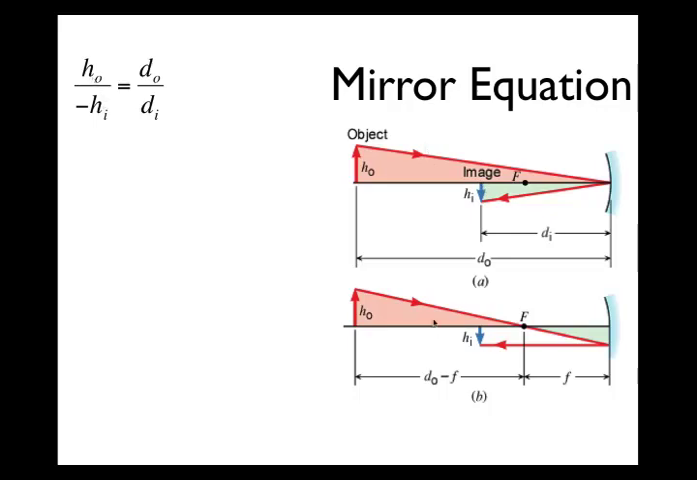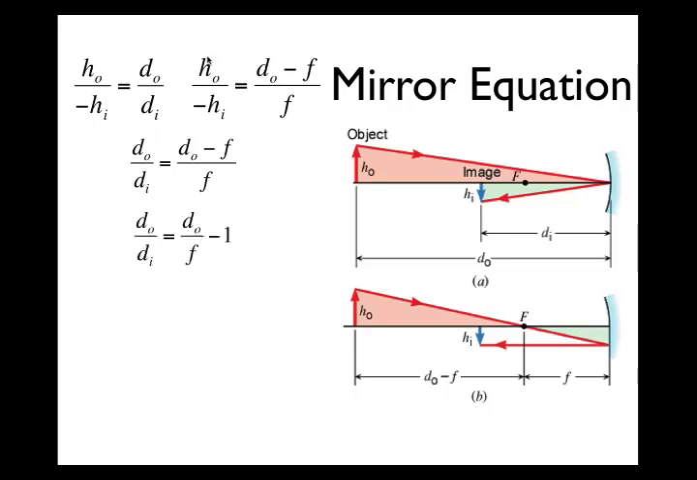From diagram B, we can say that the same ratio of object height to image height, again with the image height being negative, must equal the ratio of these sides of the triangle. So this side of this particular triangle is the object distance minus the focal length, and this side of the similar triangle is the focal length. Why am I doing this? Well, I've got the same thing on the left of both of these, and that means the object distance over the image distance must equal the object distance minus the focal length over the focal length.